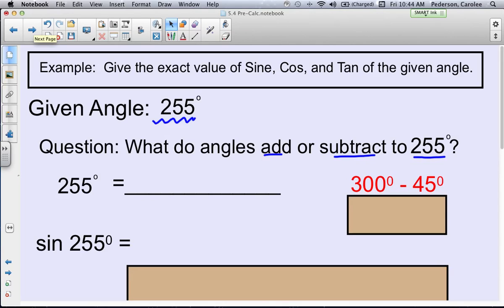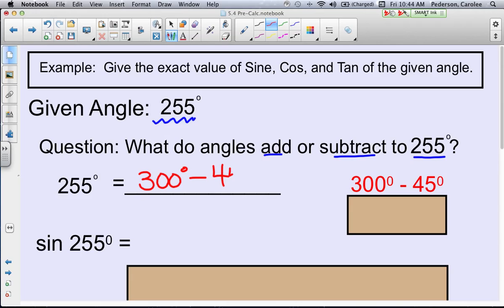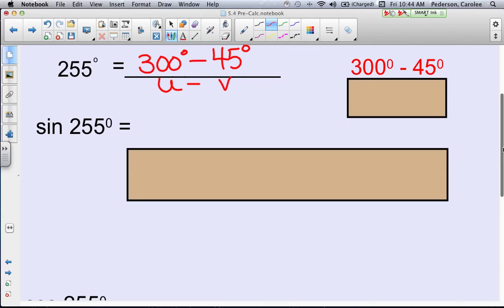One is 300 degrees minus 45 degrees. 300 degrees minus 45 degrees gives us 255 degrees. So this is going to be our u, and that is going to be our v in each of our formulas. All right, so now we're set to go.